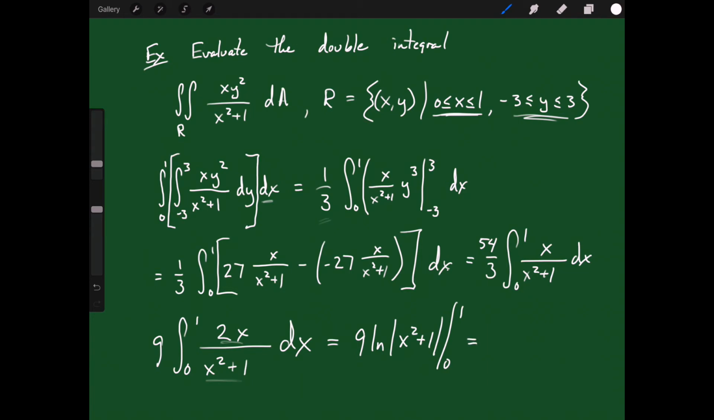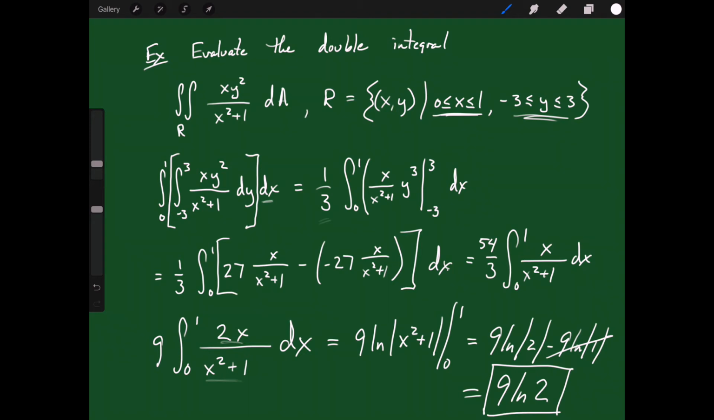Okay, let's plug in the 1. If I plug in 1, I get 2 on the inside, so I get 9 ln of the absolute value of 2, minus 9 times ln of the absolute value of 1. But ln of 1 is 0, so this term's just gone, and I'm left with 9 ln of the absolute value of 2, but the absolute value of 2 is 2. And we get our answer.